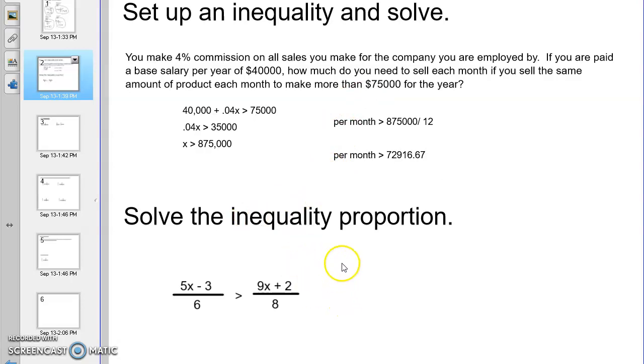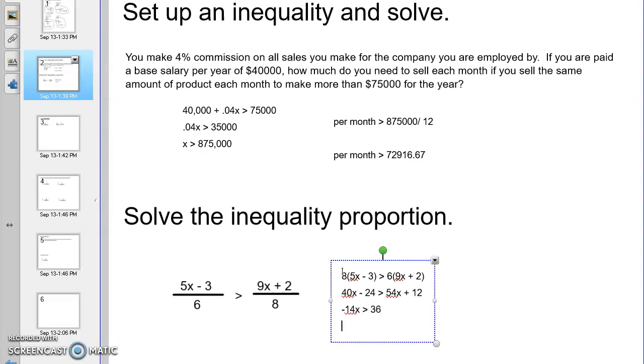When you're solving an inequality proportion, the key is to keep the numerators to the left. It's 8 times 5x minus 3 is greater than 6 times 9x plus 2. We get 40x minus 24 is greater than 54x plus 12. I'm going to get negative 14x is greater than 36.